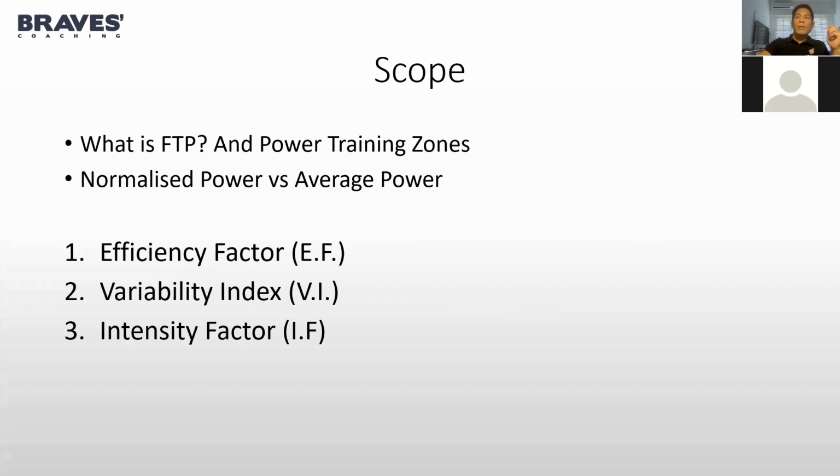Okay, so today we talk very quickly about FTP, power training zones, normalized power and average power. That's the lead into most of it. The three important points that step beyond FTP, the first port of call to look at your power data, what to look for, and how to derive those metrics will be efficiency factor, variability index, and intensity factor.